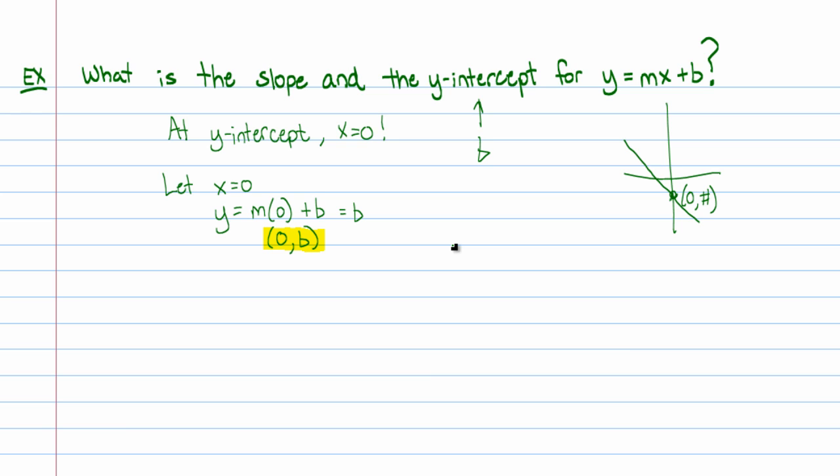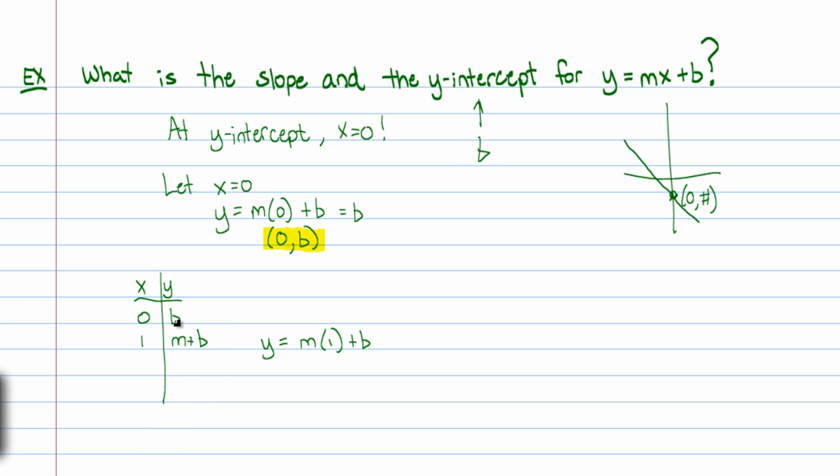What is the slope? Well, to get the slope, you need 2 points, right? So let's make a table of values, x and y's. I already have 1 point, 0, comma b. Another point would be, well, let's just plug in 1 for x. If you plug in 1 for x, you get this business. y equals m times 1 plus b, or in other words, y equals m plus b.